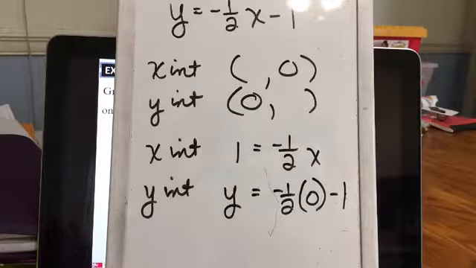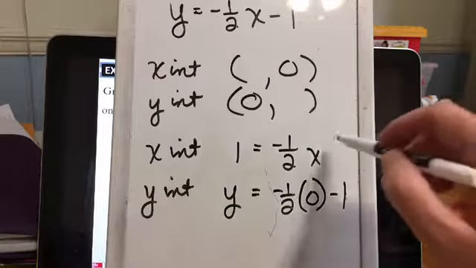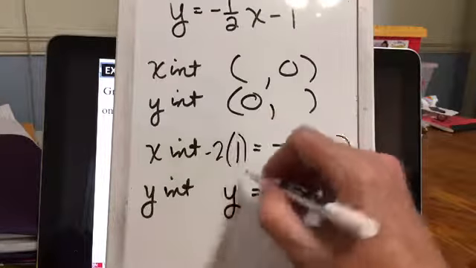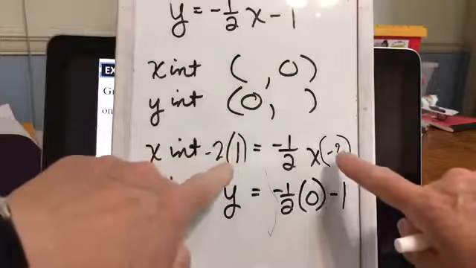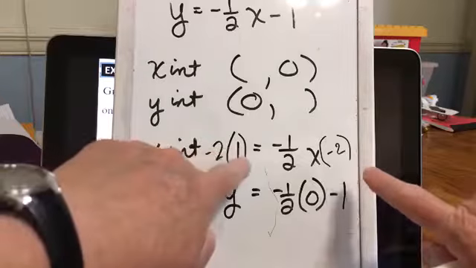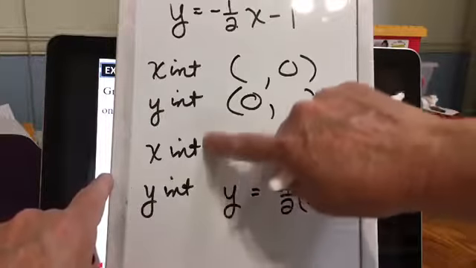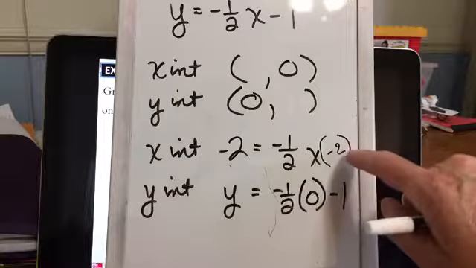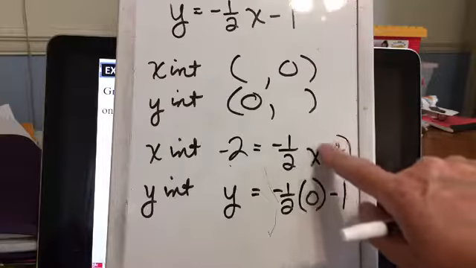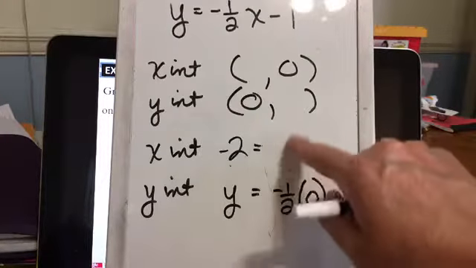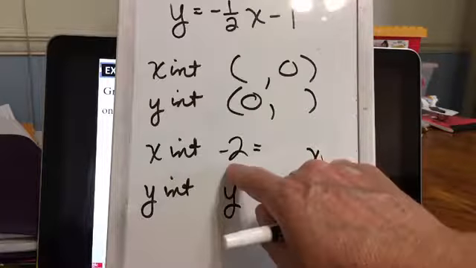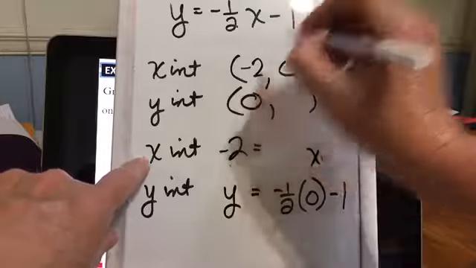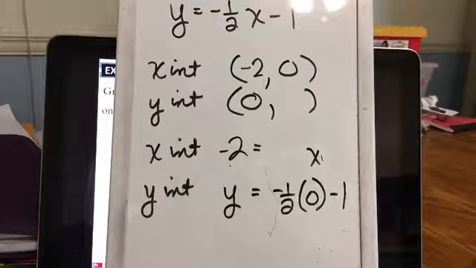So I wind up with negative 1/2 x is 1, but if I multiply both sides by negative 2 and negative 2 on the other side, then I'm multiplying by the same thing, and what do I get? Negative 2 times 1 is negative 2. And then negative 1/2 times a negative 2 becomes a positive 1. So that cancels this out, and I wind up with x is negative 2. So now for my x-intercept, I'm going to go back up here and put in the value that works for the x-intercept, negative 2, 0.